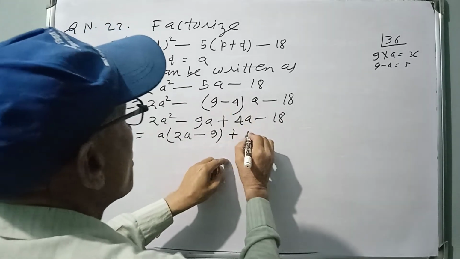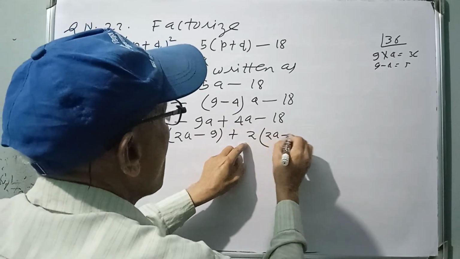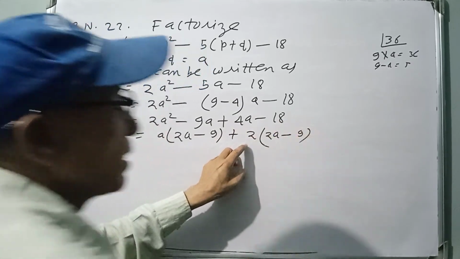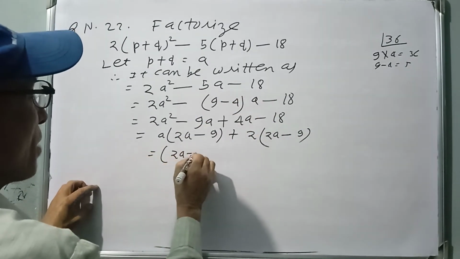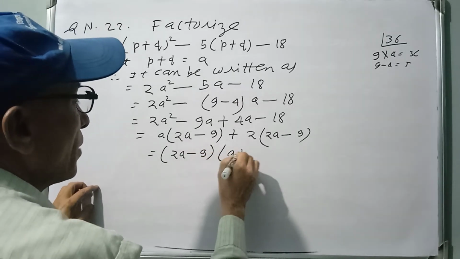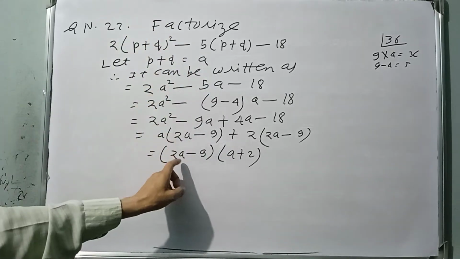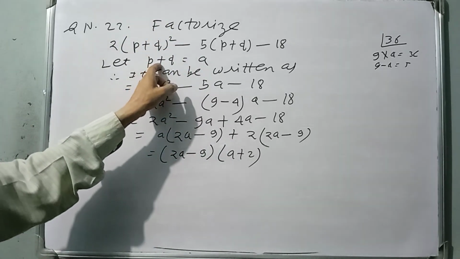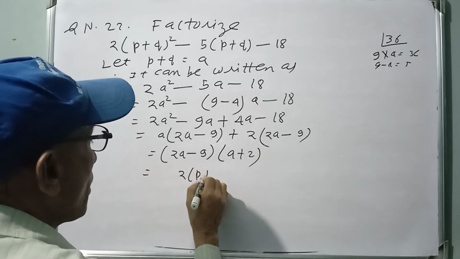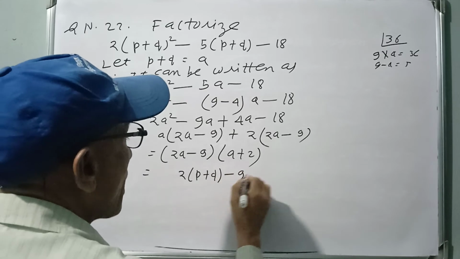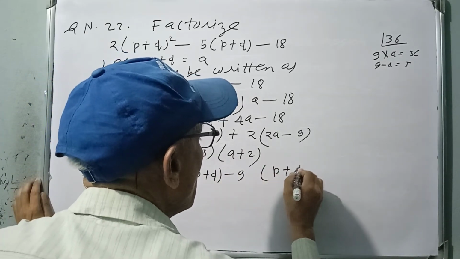What is common from the second part? 2 common, not 4. 2 into 2 is 4, 2A minus 2 into 9 is 18. Common twice A minus 9, common A plus 2. But A is not in the question. So put the value of A as supposed, P plus Q. It is like 2 times P plus Q minus 9, and here also A is P plus Q plus 2.